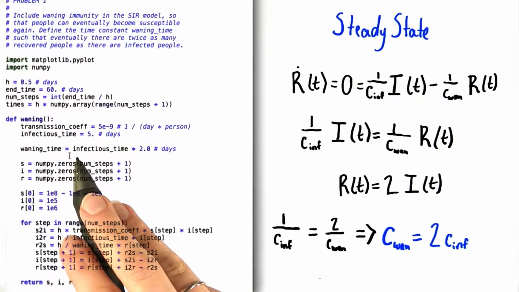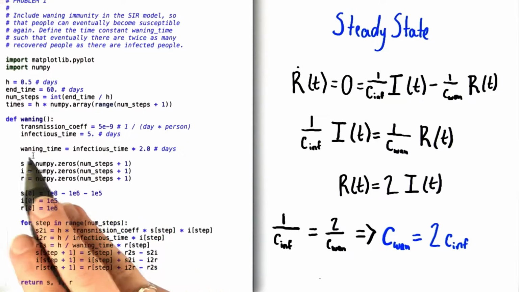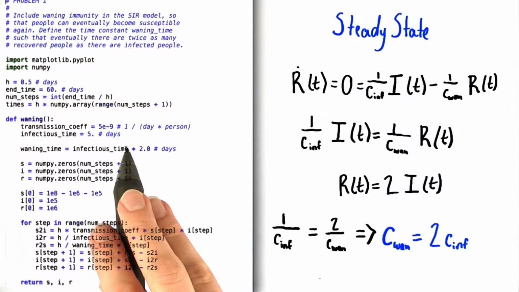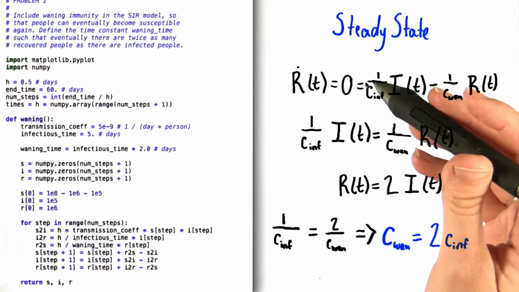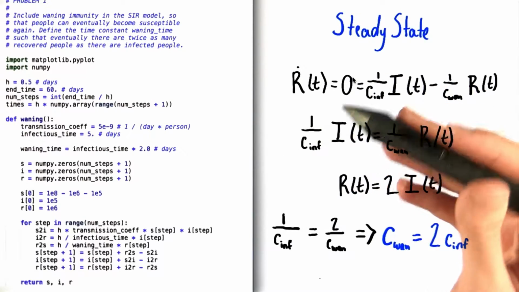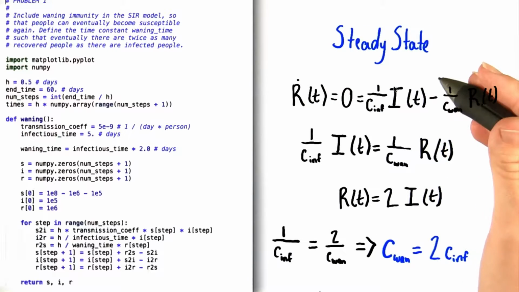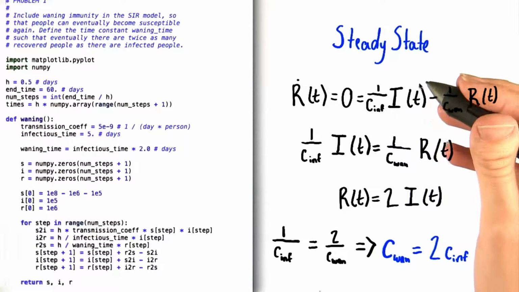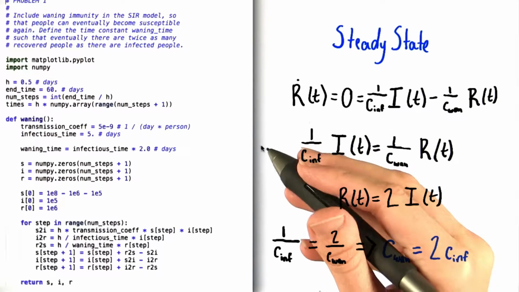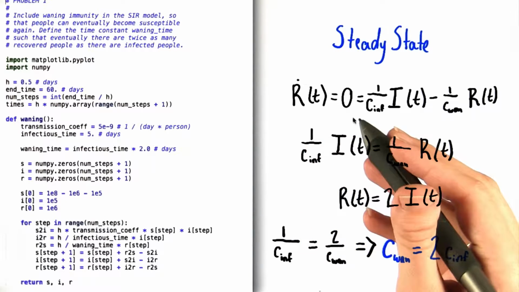So now let's look at the solution for our problem concerning waning immunity. First things first, the constant waning time should be defined as 2 times the infectious time. We can show this mathematically using the equations we have for the derivatives of S, I, and R with respect to time. We know that after a long period of time, we want to attain a steady state situation in which the number of people in each portion of the population, susceptible, infected, and recovered, stays constant.